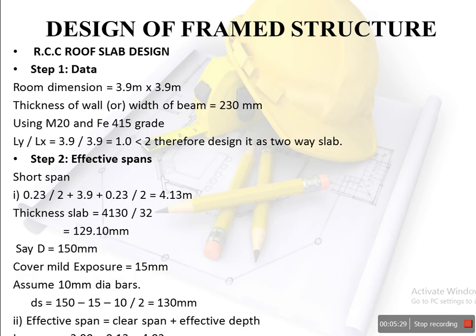Design of frame structure. This is a calculation for the design of the roof. The room dimension is 3.9 by 3.9 meters. Thickness of wall equal to 230 mm. Using M20 and Fe415 for the slab. This is a two-way slab.